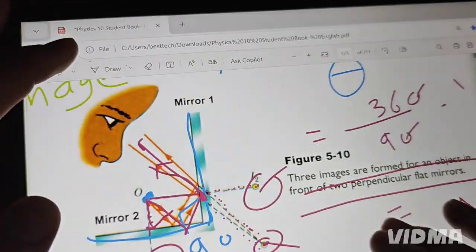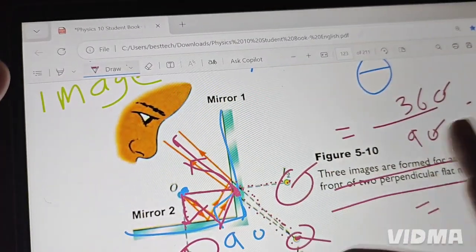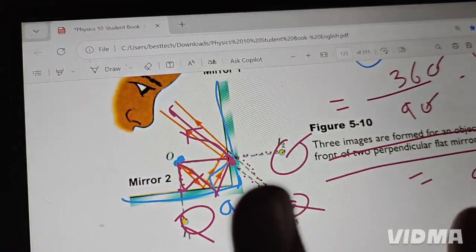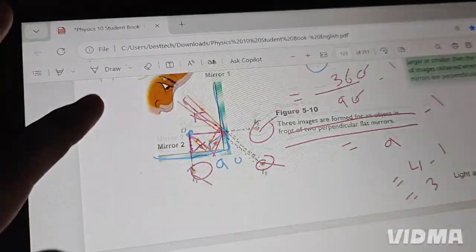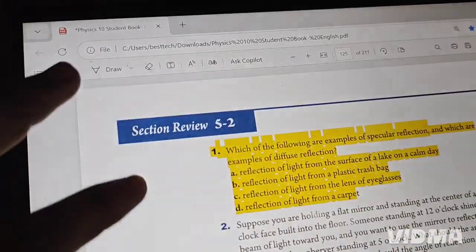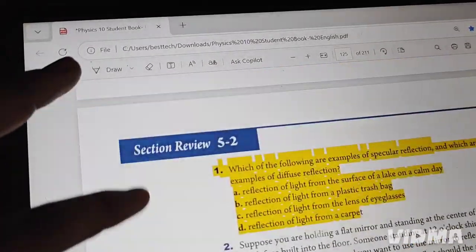Again, here it is the same thing: there are pictures behind the mirror. But how many pictures? 3. Why 3? Because here we have 2 mirrors, and the angle between both of them is 90 degrees. This rule is important. Be careful. Now we are reaching the section review.